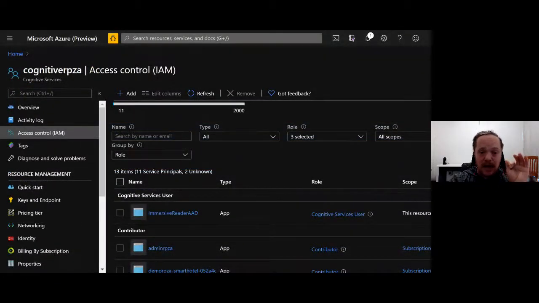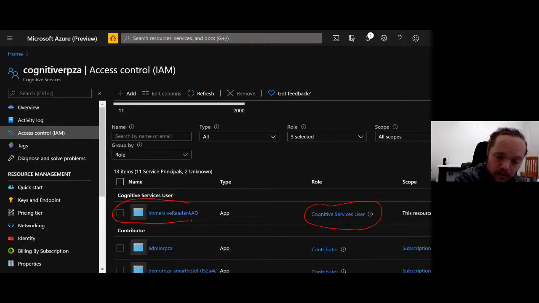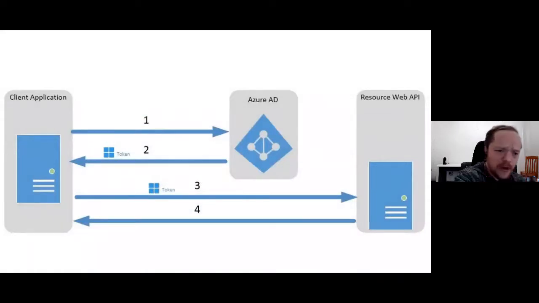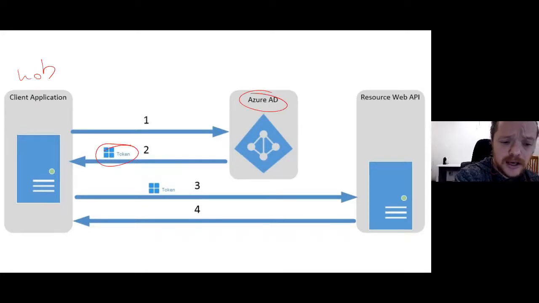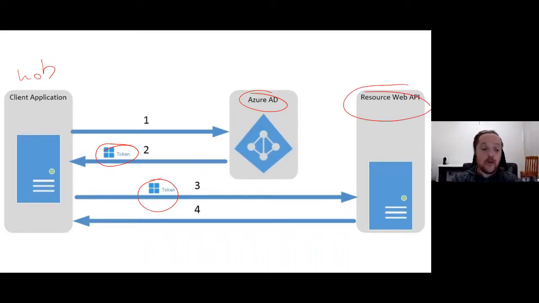You can see there's my access control IAM, and that's the role that I've assigned to my service principal. I've got my Cognitive Services user, Immersive Reader AAD with my Cognitive Service, and that gives my user access, as long as I've got a username and password, to the underlying Cognitive Service resource that I created. A nice little description. I've got my client app, which is your web app, and the web app will go say to Azure AD, please get me a token that is authenticated, and via that token I'm then going to go in and speak to my resource web API.